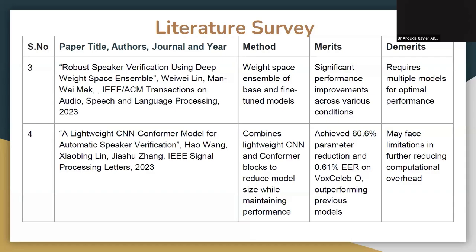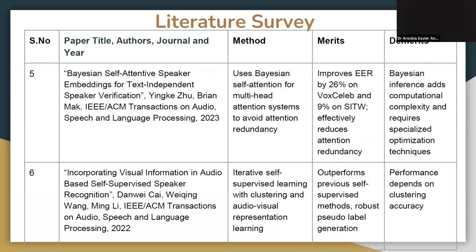In the fourth paper, you can see a lightweight CNN-conformer model for automatic speaker verification. It combines lightweight CNN and conformer blocks to reduce model size while maintaining the performance. Here again, it achieves 60.6% parameter reduction and a very low EER, 0.61% only, on the VoxCeleb dataset, outperforming previous models. It is a very high-end model, but may face limitations in further reducing computational overhead. In the fifth paper, it orients toward a different model based on self-attentive speaker embeddings for text-independent speaker verification.